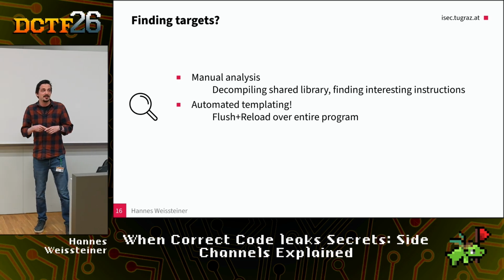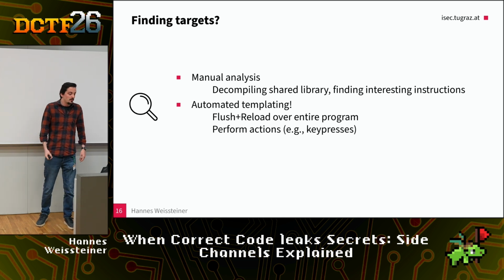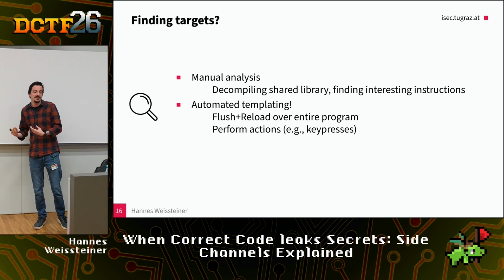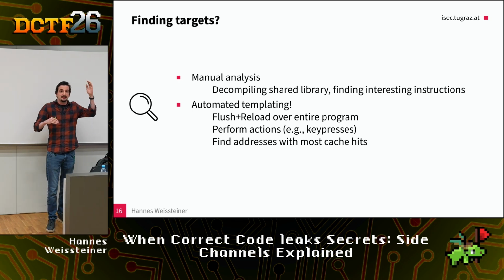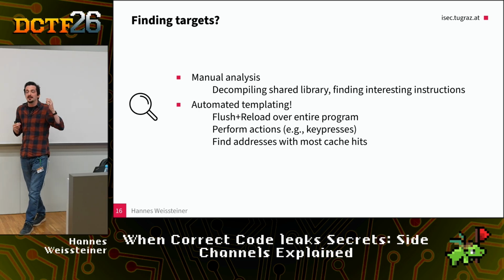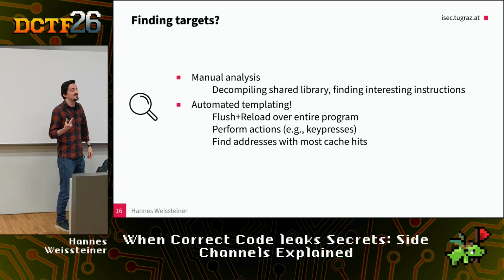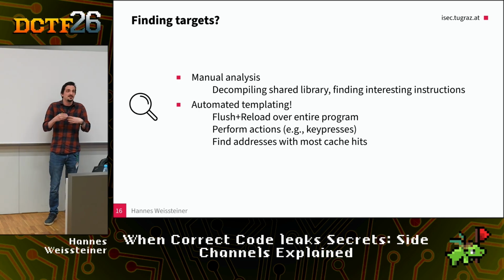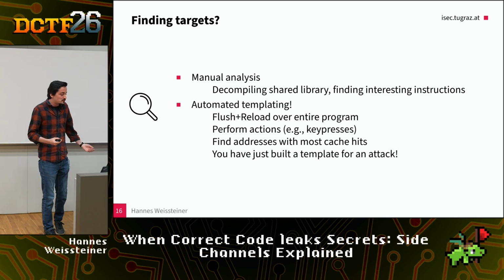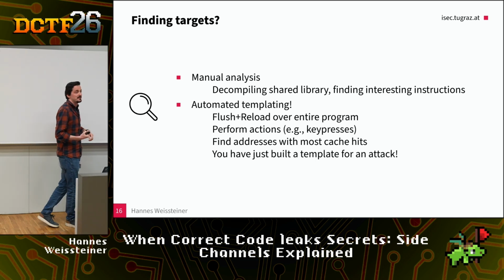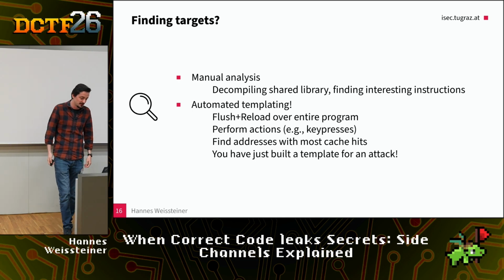Similarly, we can just run flush and reload on an entire program or shared library while we do the thing that we are trying to track. We just count how many cache hits we see, and it is likely that one of the addresses with many cache hits is somehow correlated to the action that we are taking. And we have just built a template for the attack without having known anything about the program at all.